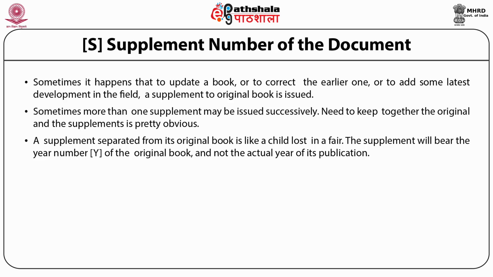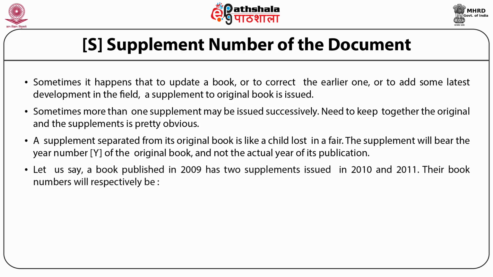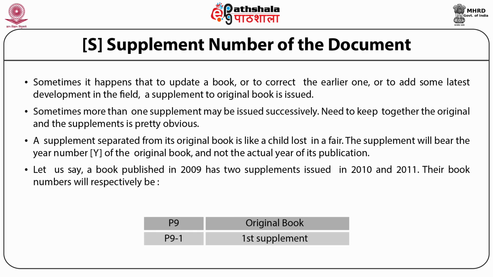The need to keep together the original and the supplement is very obvious. A supplement separated from its original book is like a child lost in a fair, confused. The supplement will bear the year number Y of the original book, of course, and not the actual year of its publication. Let us say a book published in 2009 has two supplements issued in the year 2010 and 2011 respectively.